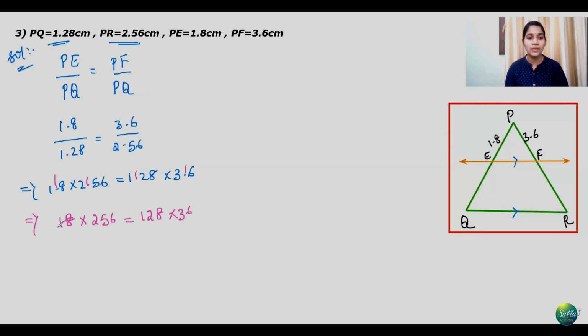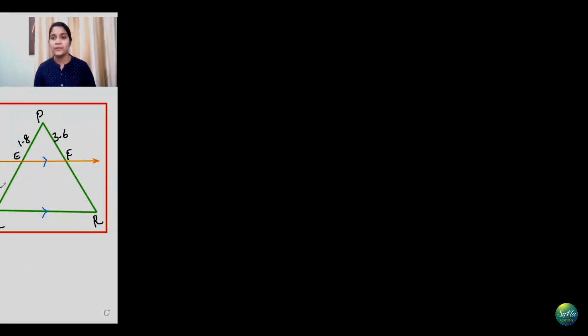So clearly we know 18 one times is 18, two times is 36. Now 128 one times is 128 and two times is 256. And now on the LHS we clearly have 1 into 2 and on the RHS is 1 into 2. So both sides are equal. Therefore we can say that EF is parallel to QR. Hence, we are verified with the given values. These are forming a triangle which makes the line EF divide the other two sides, PQ side and PR side, in equal ratios.